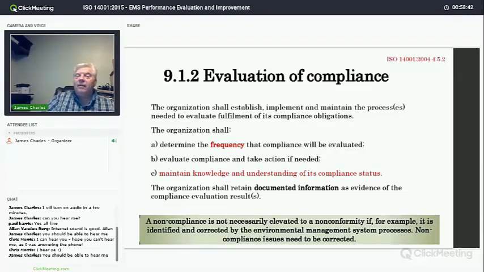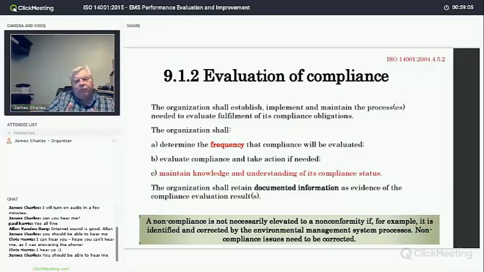And then C. Now C is the tricky one. How do we maintain knowledge and understanding of our compliance status? I think that's the $10,000 question here. And this is the one that Alan challenged me on. How do we prove this? How do we document it?